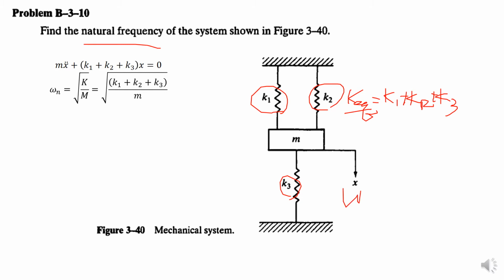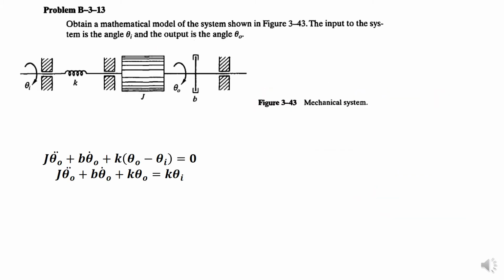Okay, so if we have the KEQ, what will be our natural frequency? The equation will be omega equal to the square root of KEQ over M. So it will be K1 plus K2 plus K3 over M.